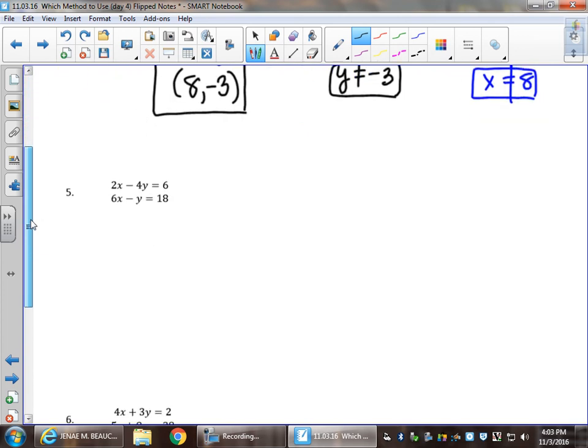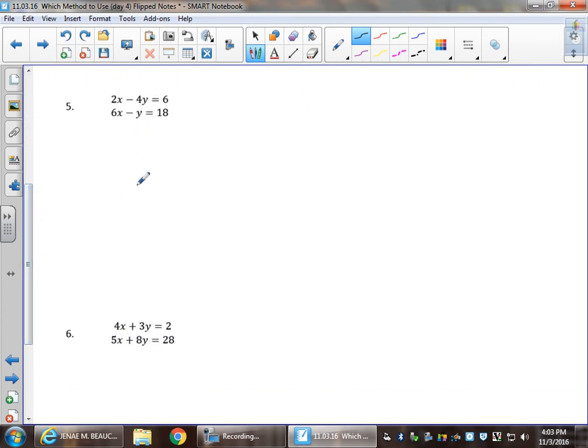Let's take a look at number 5. I'm going to not talk for a couple of seconds because I want you to take a look and decide how would you approach this. I don't have any inverses, right? Like I don't have 6x and negative 6x, or a negative 4y and a positive 4y. So what would you like to cancel, x's or y's?